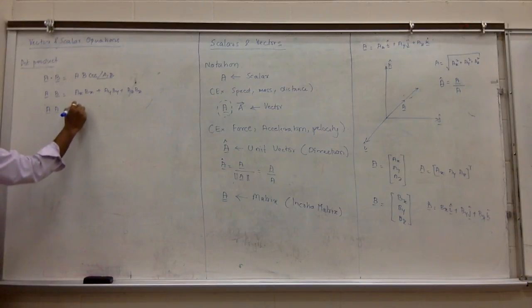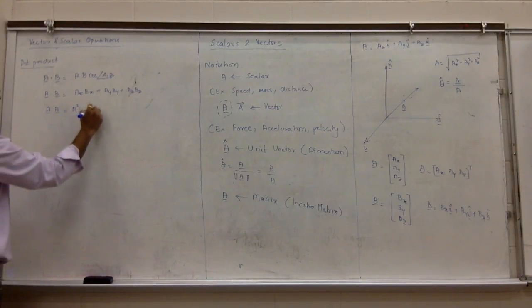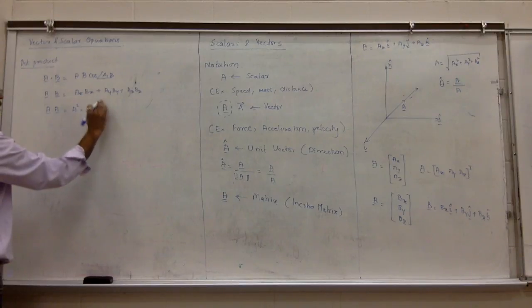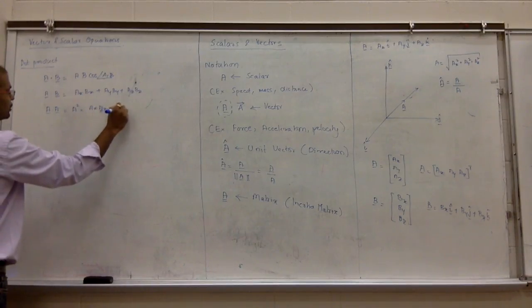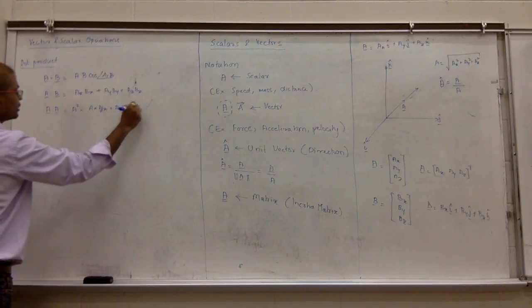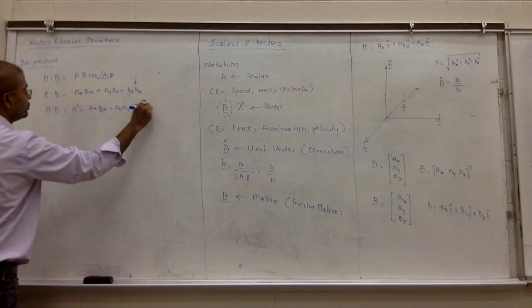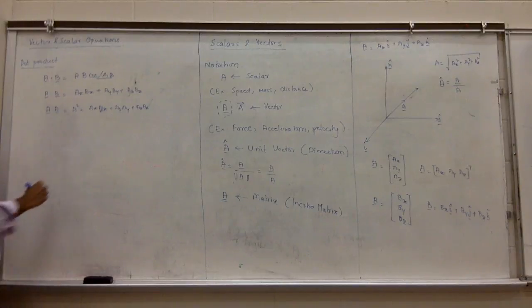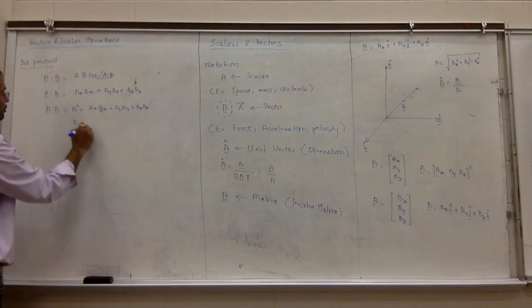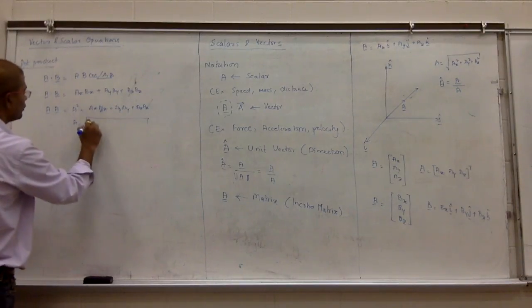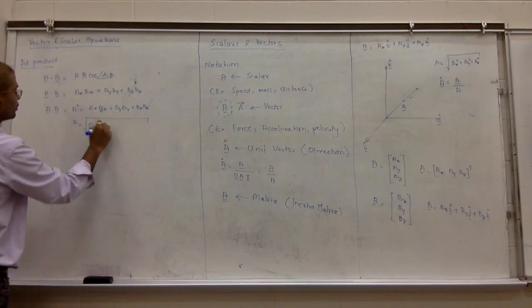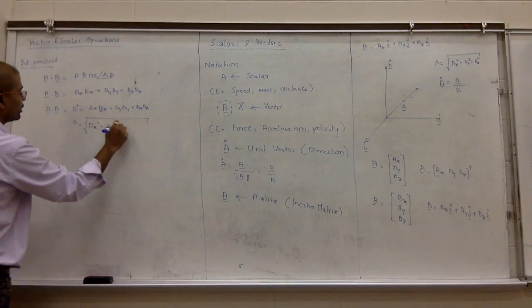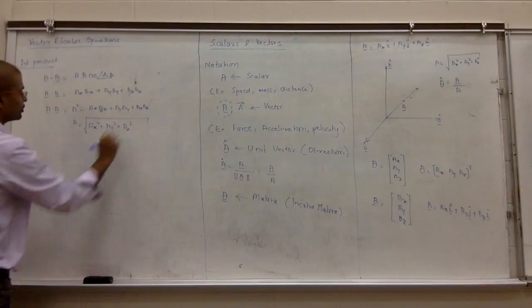A square will be equal to AX into AX plus AY into AY plus AZ into AZ. Now here A will be the square root of AX square plus AY square plus AZ square.